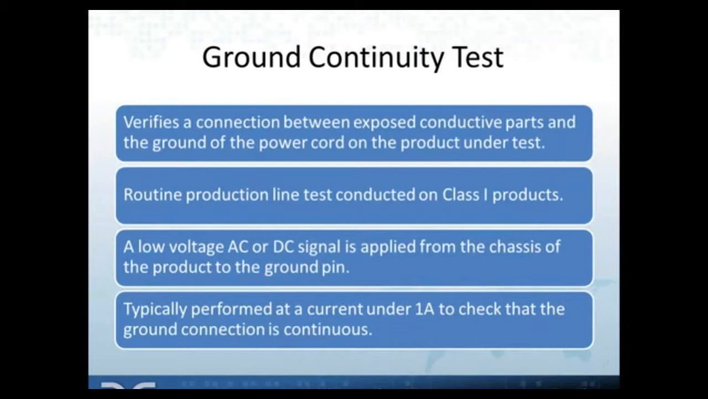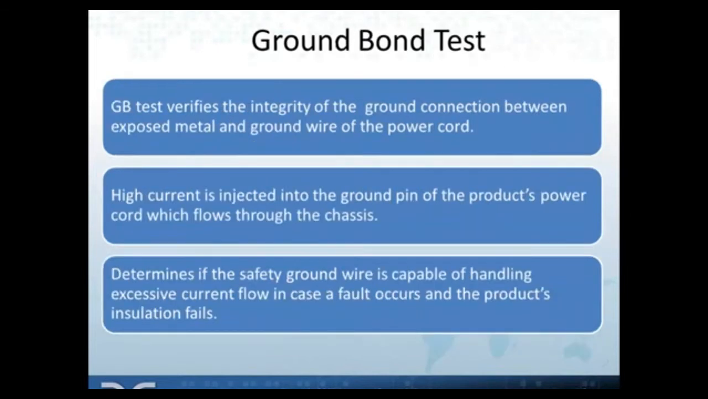But if a fault were to occur, this connection may not be capable of handling the input current to the product, and it could create an open ground condition and a shock hazard. So for this reason, many electrical product manufacturers have been turning to the ground bond test as a more thorough alternative to the ground continuity test, which is the next test that we're going to get into.